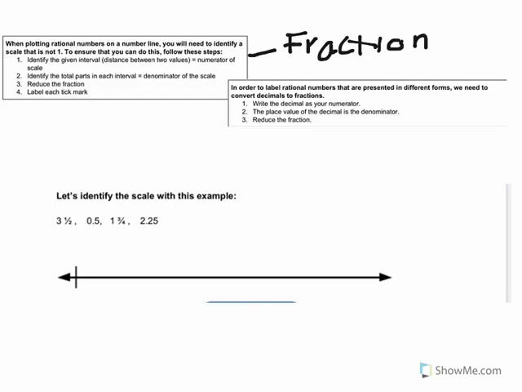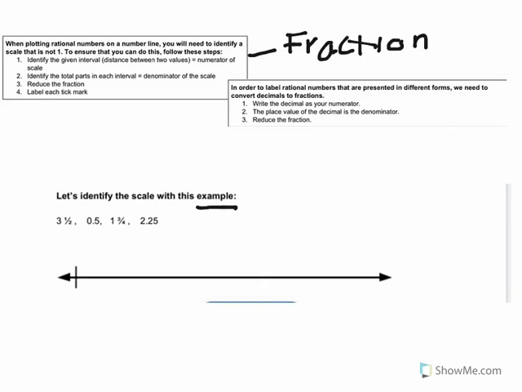You're going to identify the total parts in each interval, which will be the denominator of the scale. Then you want to make sure that you always reduce the fraction and then label each tick mark on the number line. So before we can get to this example, we are going to have to use our knowledge of key point number 2, which is to label.